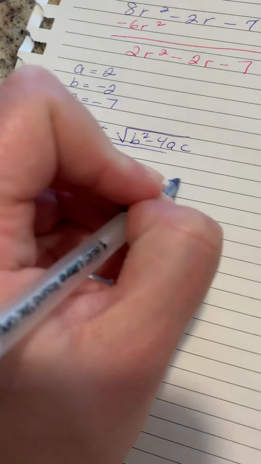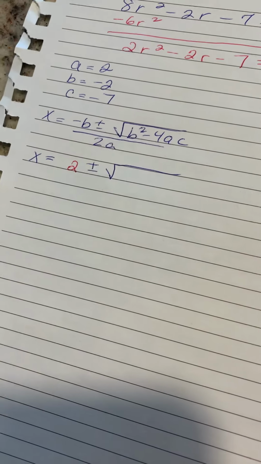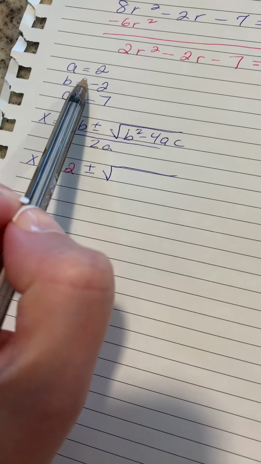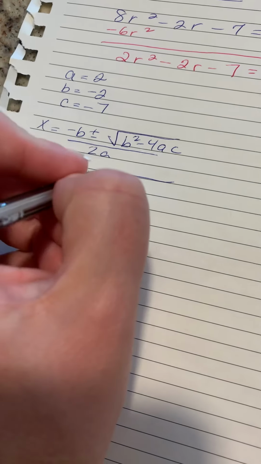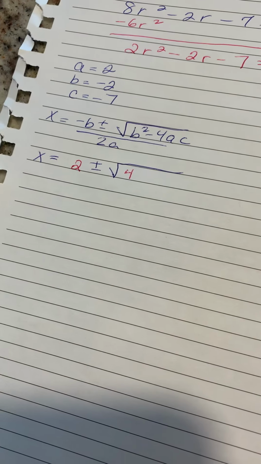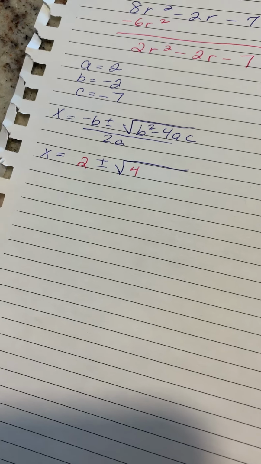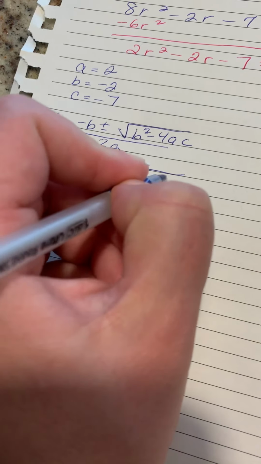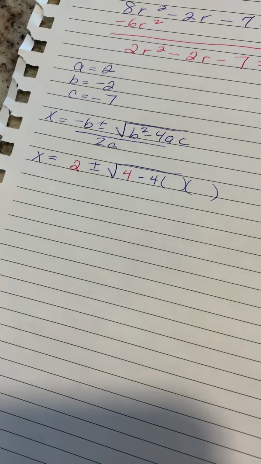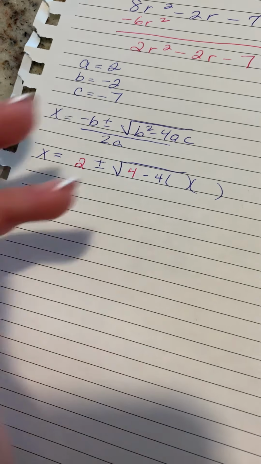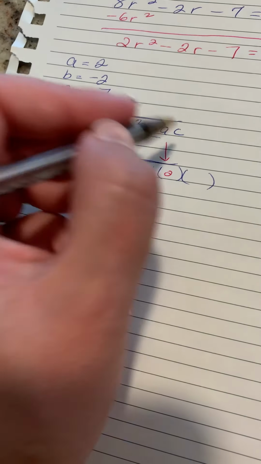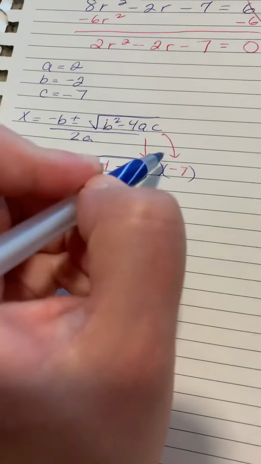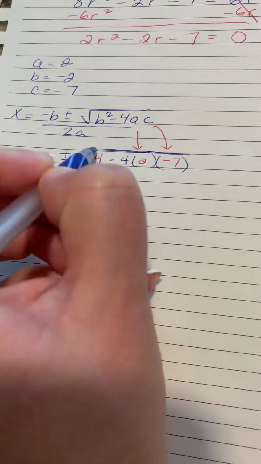Plus or minus the square root of b squared. So -2 squared. I can do that in my head. -2 times -2 is 4, +4. It should always be a positive number when you square it. Minus 4 times a times c. So let me fill in. The a would be 2, and the c would be -7. Let me extend this. It's all under the radical there.